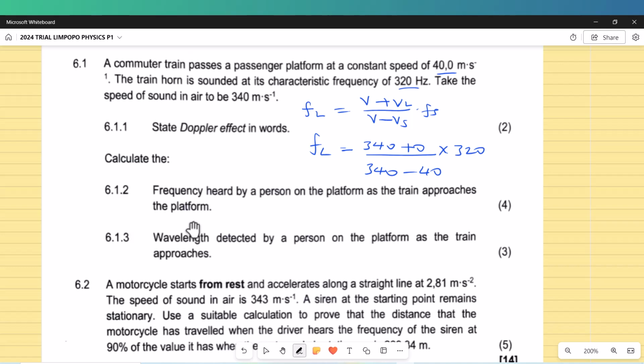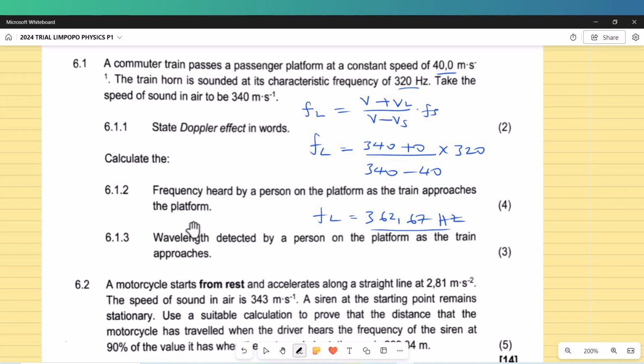So what's our final answer here? F listener, let's check it with the calculator. I have 340 multiplied by 320, divided by 340 minus 40. It gives me 362.67 Hz. That's the frequency heard by the listener on the platform.